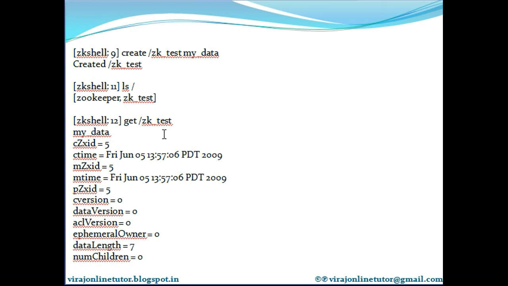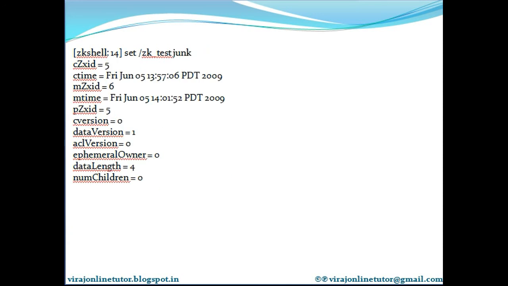You can also change the data associated with zk_test by using a set command that we'll see on the next slide. Now using the set command, I'm associating zk_test with a new data called junk. What is the size of junk? 1, 2, 3, 4. So the data length is 4.